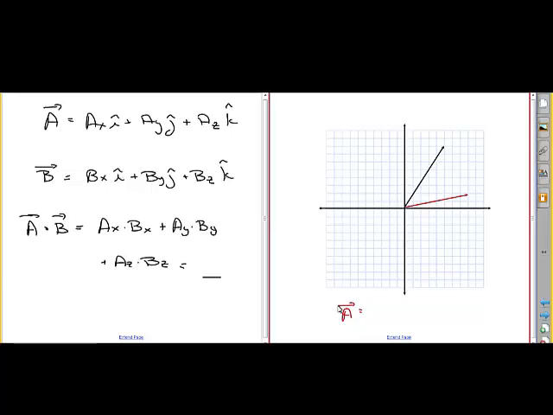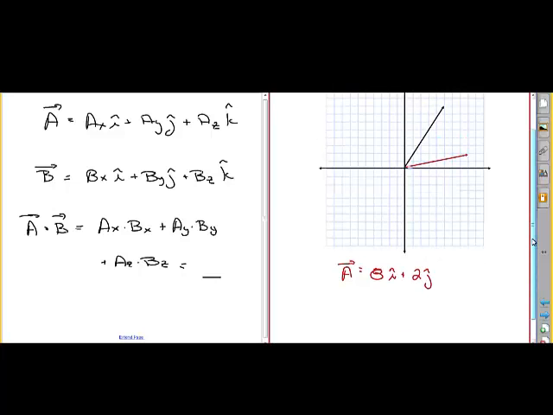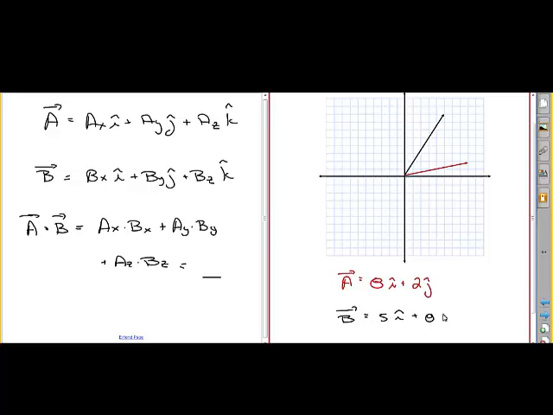Vector A, which is the red vector, is 1, 2, 3, 4, 5, 6, 7, 8. So it's 8 units in the I direction plus 2 units in the J direction. So that's vector A. Vector B is 5 units in the I direction plus 1, 2, 3, 4, 5, 6, 7, 8. Yep, 8 units in the Y direction.